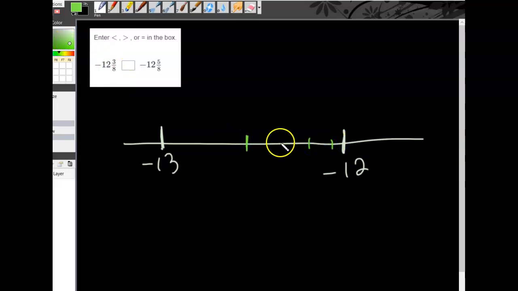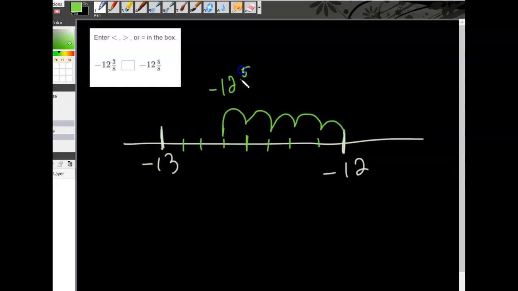1, 2, oh, no, it's further apart. 1, 2, 3, 4, 5, 6, 7, 8. So it should be 8 bunny hops to get from one number to the other. Starting at -12, remember, I'm counting to the left. If I want to do -12 and 5/8, I'm going 1, 2, 3, 4, 5. Right there. If I want to do -12 and 3/8, I'm just going 3 jumps. So that one is right there.